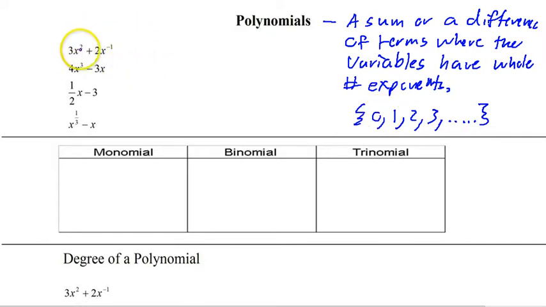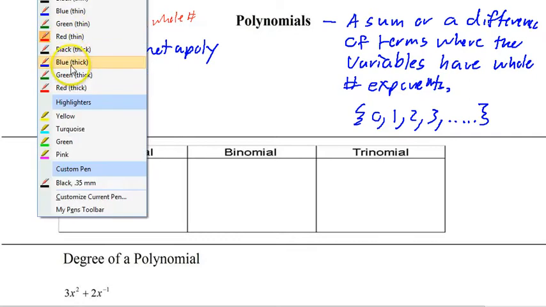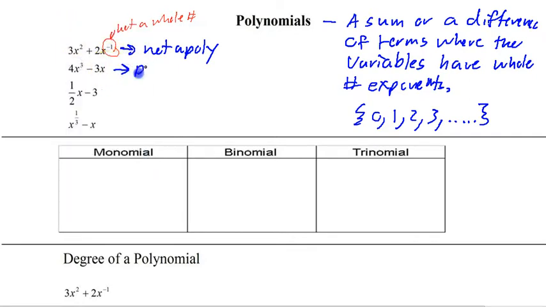So the first one we have right here, this is not a polynomial. Can you tell why? Exactly. This right here is not a whole number. How about the next one? Is that a polynomial? Yes, that's a polynomial. Because we have a 3 and a 1, both of which are whole numbers.